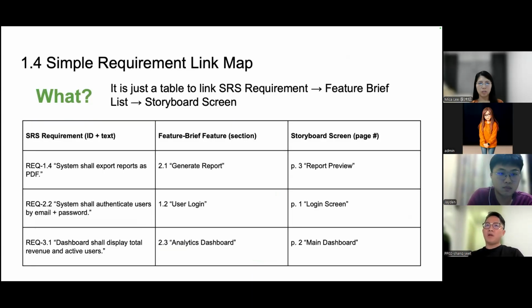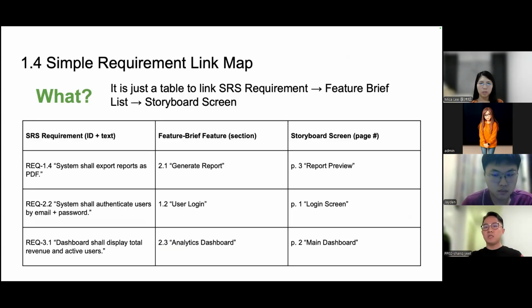Right, so after deriving from the SRS, you derive a bunch of feature briefs, and then finally your storyboard screens. So you have a lot of smaller items you start to write out. And it's important that you start producing your requirement link map. So what is this? As you can see, it's a table, but this table is here to help you link the smaller details back to the SRS.